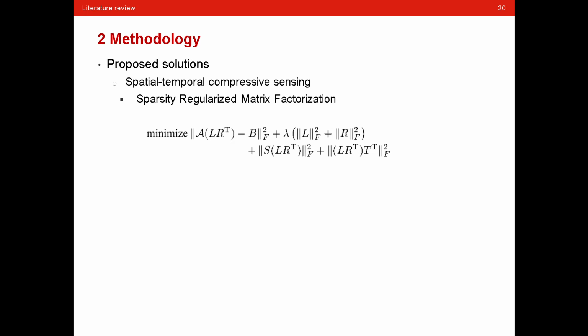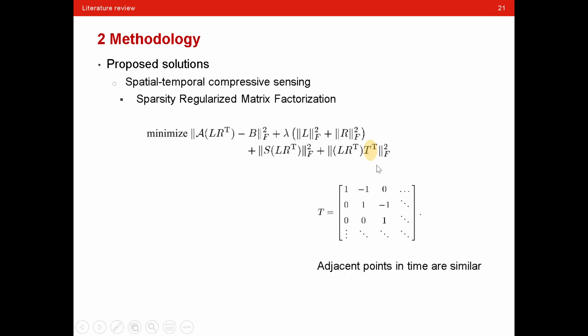And at last, we will have a look at the proposed solution. They named it spatial-temporal compressive sensing. The major difference of this method is that they add some additional factors, which act as two regularizers. The T is the temporal regularizer, which means that the entries of the matrix are close to each other if the times of these entries are close. For example, adjacent points in time are similar. If this is T0 and this is T1 and they are close to each other, the entries will be close in the same way. So in this way, they can exploit the temporal similarity.